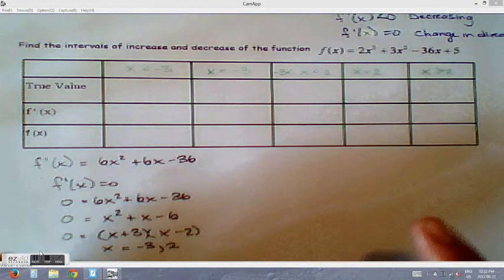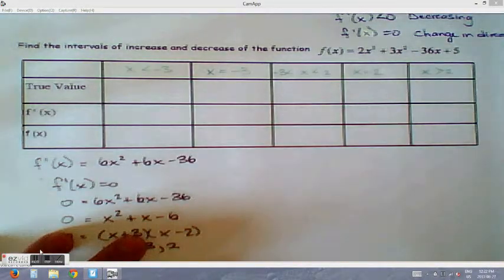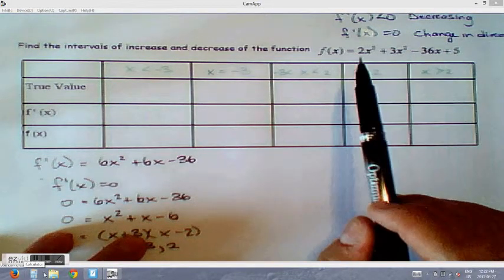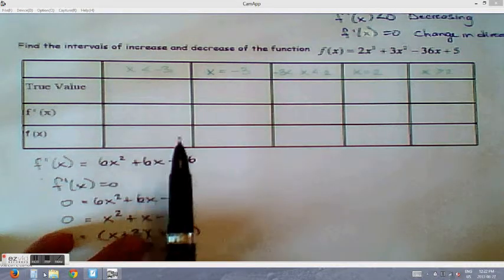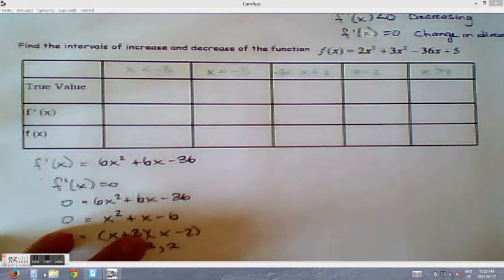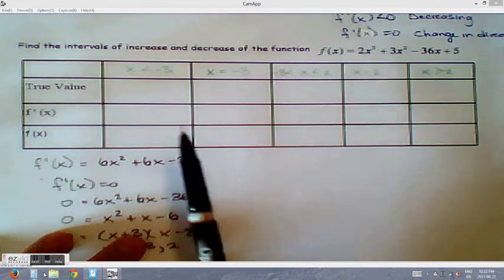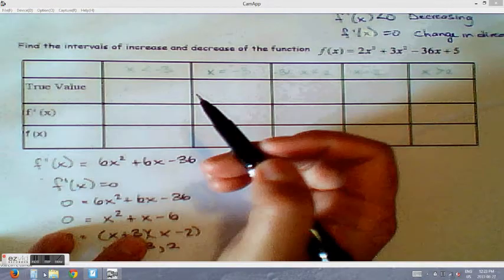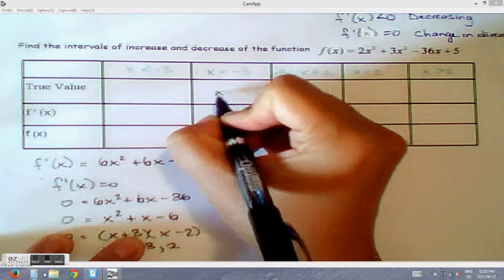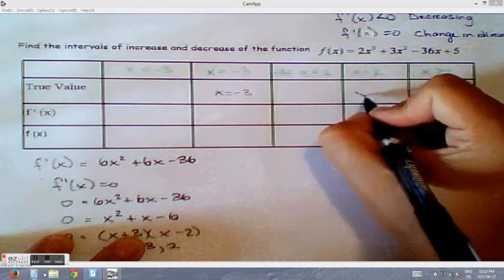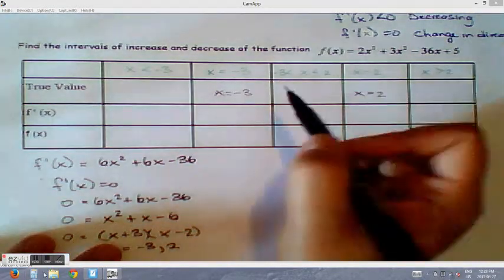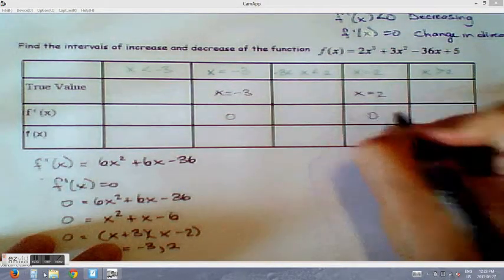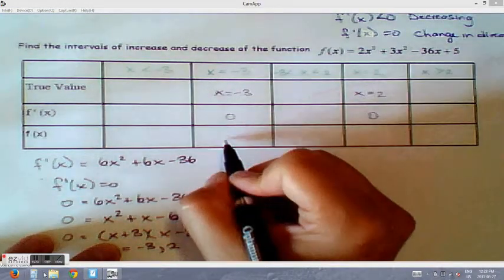Then what we're going to do now is pick values and sub them into, where do you think we're going to sub them into? We're going to sub them into the first derivative, because the value of the first derivative is going to tell us the characteristic of the original function. So I just pick values here, obviously these values, and we already know that the derivative is 0.